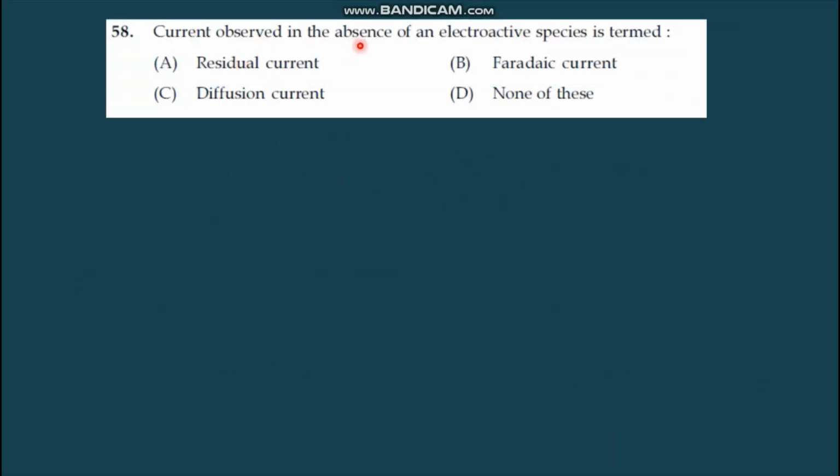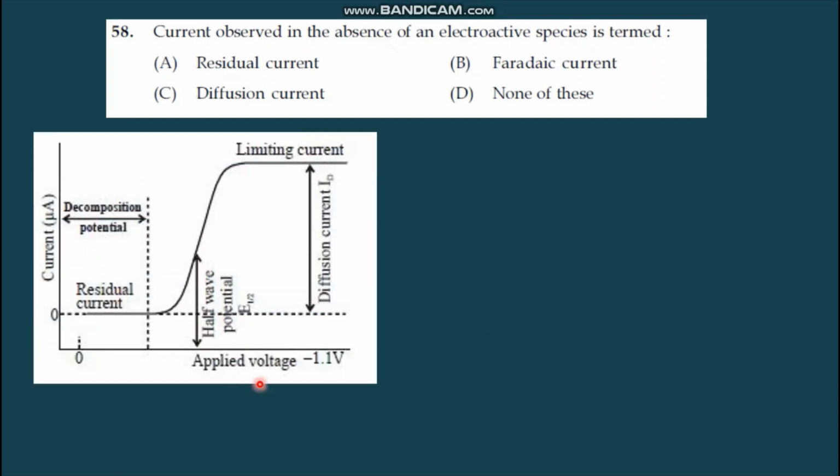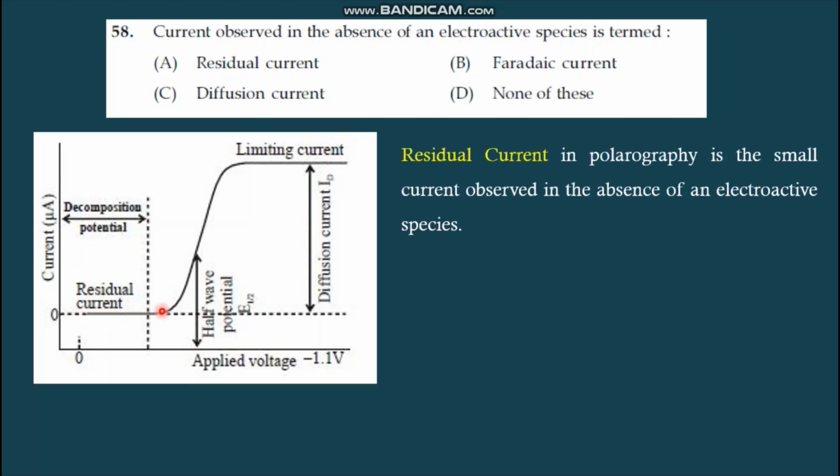Next question. Current observed in the absence of an electroactive species is termed as residual current, Faradic current, diffusion current, none of these. And this graph you may be familiar with. This is a plot of current versus applied voltage, and you can see here at zero applied voltage there is some value of current, or residual current, as we can term it. In polarography it is the small current observed in the absence of an electroactive species.